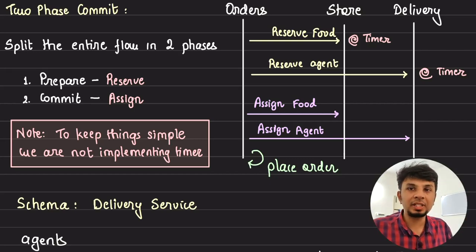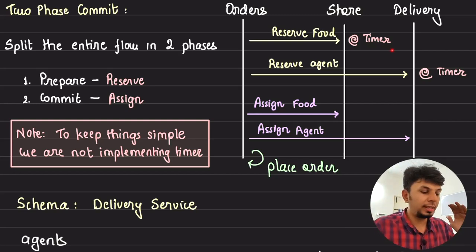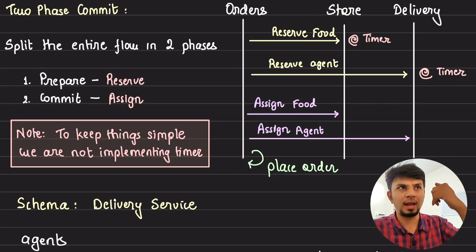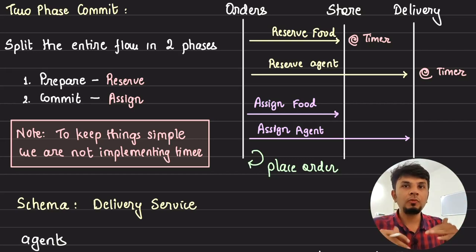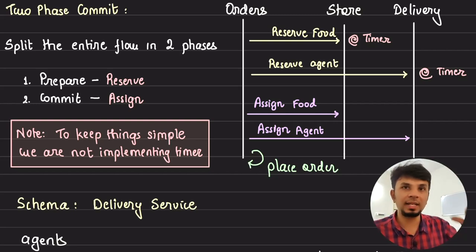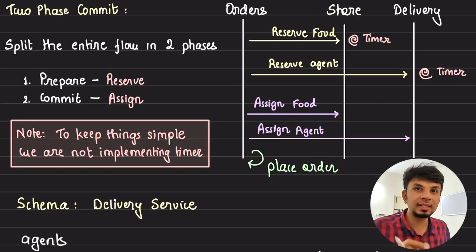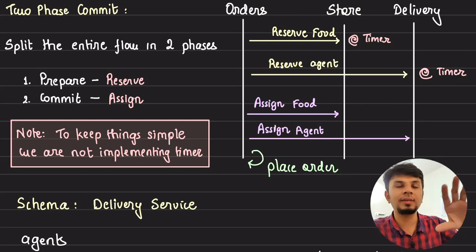So in this implementation, we are keeping things simple to just understand how it is implemented, and we'll not go into the details of timer implementation. I'll assume that the timer is there for now. Because we are not implementing expiration, items would be perpetually reserved if there is any issue. We will see that in the demonstration as well. If it is reserved but not booked, the item would be perpetually reserved.